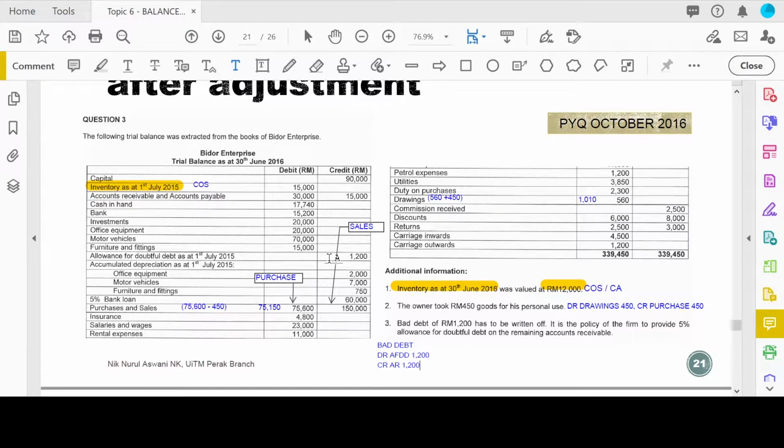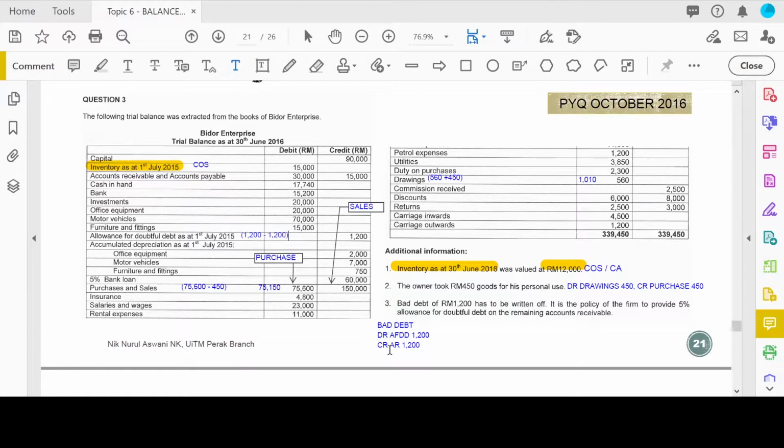So when you prepare the adjusting entry, and the adjusting entry is to debit allowance for doubtful debt, meaning that you are going to deduct from the existing balance of 1,200 minus 1,200. So I stop at 1,200 first. And then what about the account receivable?